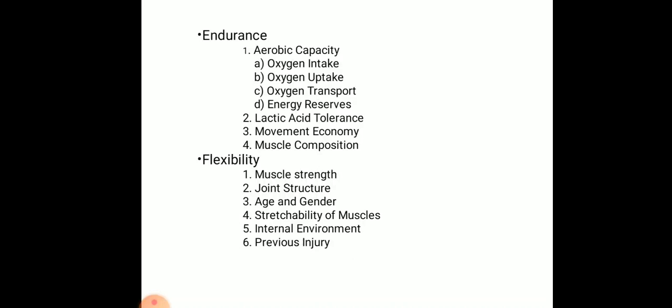Then oxygen transport. The amount of oxygen taken into the blood from the lungs has to be transported to the working muscle. The oxygen transport depends on the amount of oxygen which the blood has absorbed from the lungs and the ability of the circulatory system to carry it quickly to the working muscle.